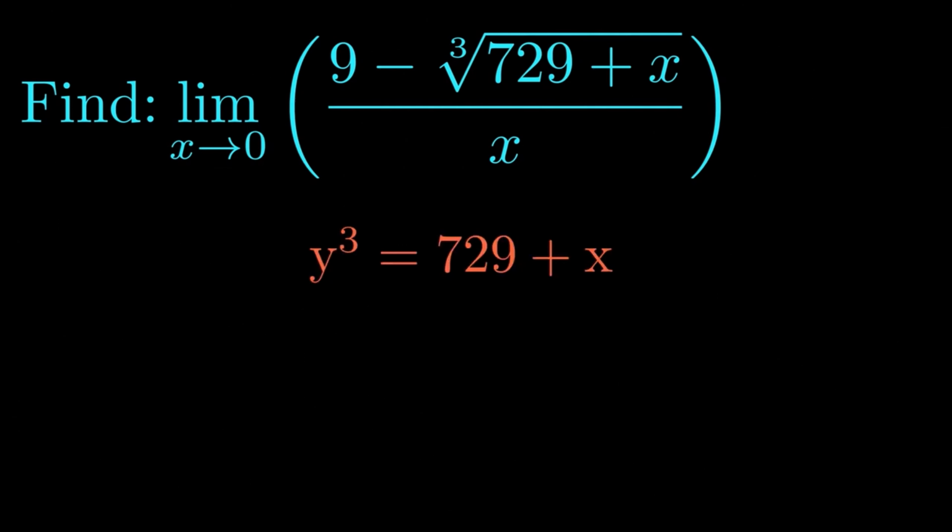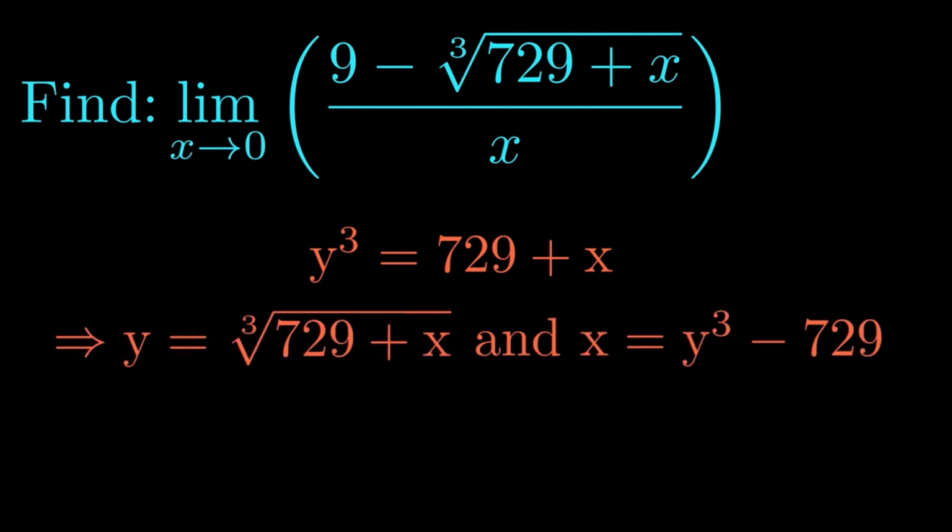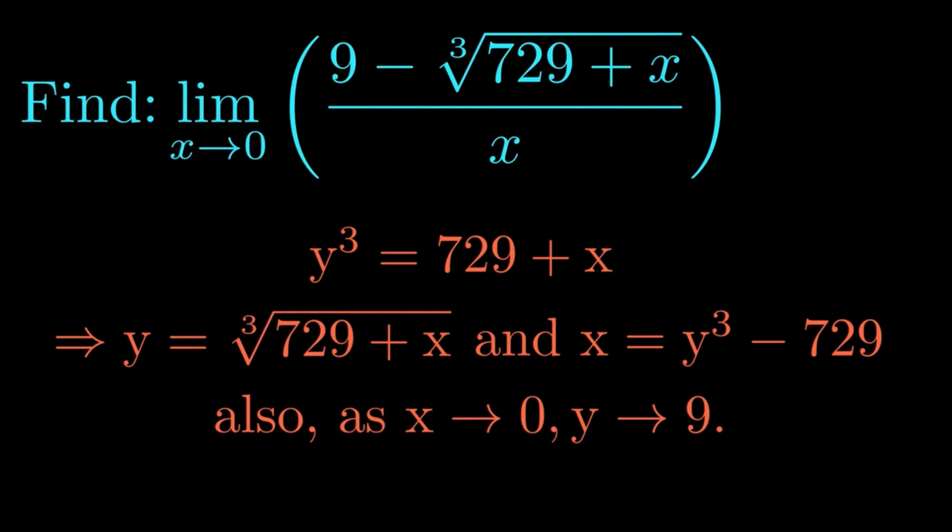Begin by setting y cubed to be equal to 729 plus x. This implies that y is equal to the cube root of 729 plus x, and that x is equal to y cubed minus 729. Also, as x goes to 0, y goes to 9. Since we've made a change of variable, we need to incorporate this change of variable information into the limit.